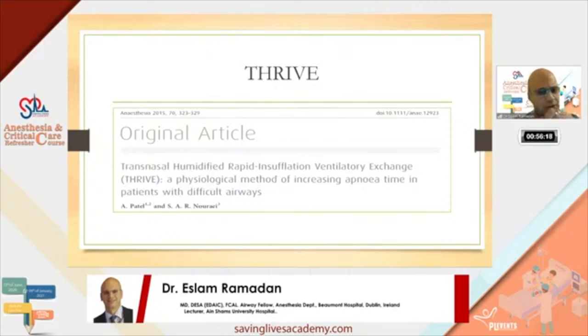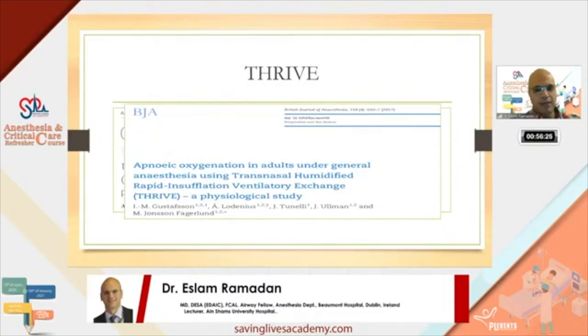From this study, a lot of anesthetists started to use THRIVE not only for difficult airway management but also for short procedure surgeries, like in this study, which had the same results as the previous one. It mentioned that if the patient has mild systemic disease and BMI less than 30, he can stay up to 30 minutes apneic, with an increase of CO2 of 0.24 kilopascal per minute.